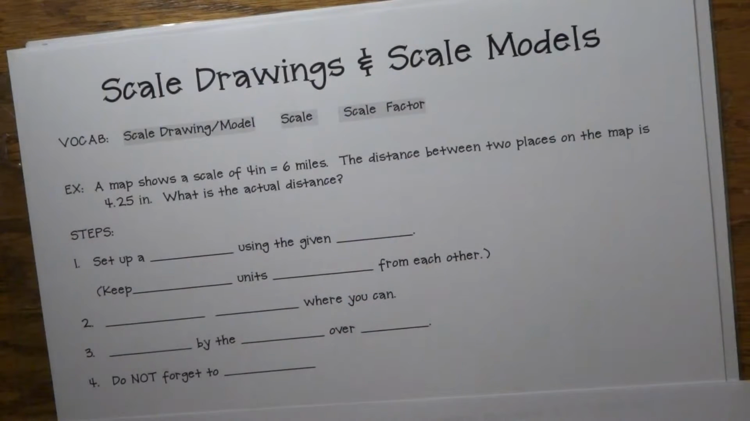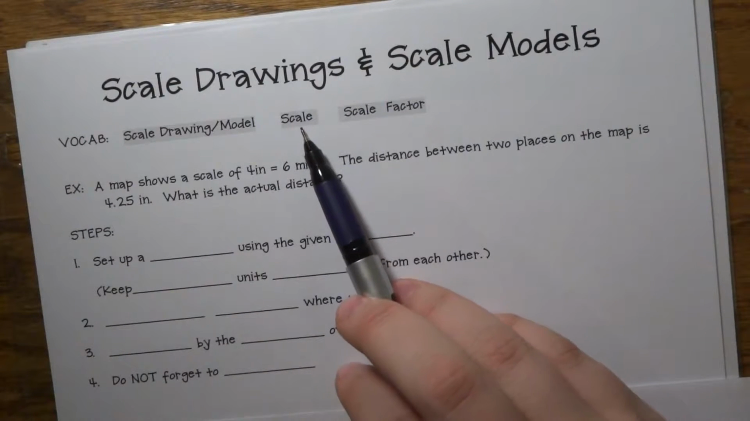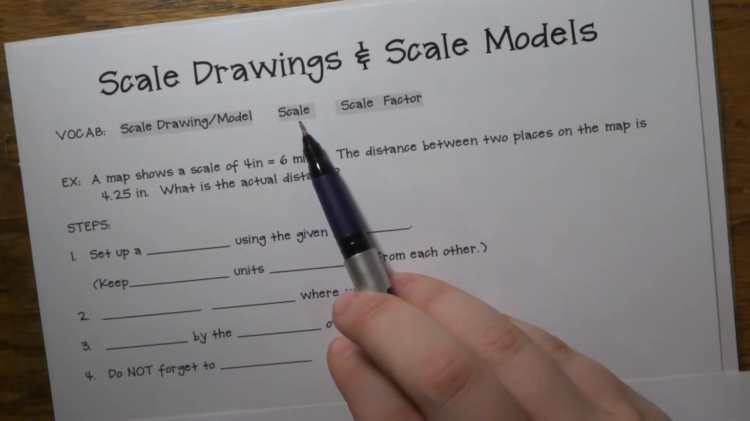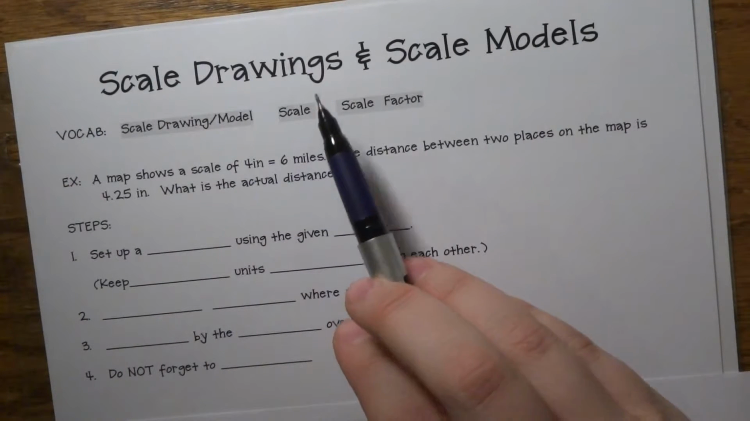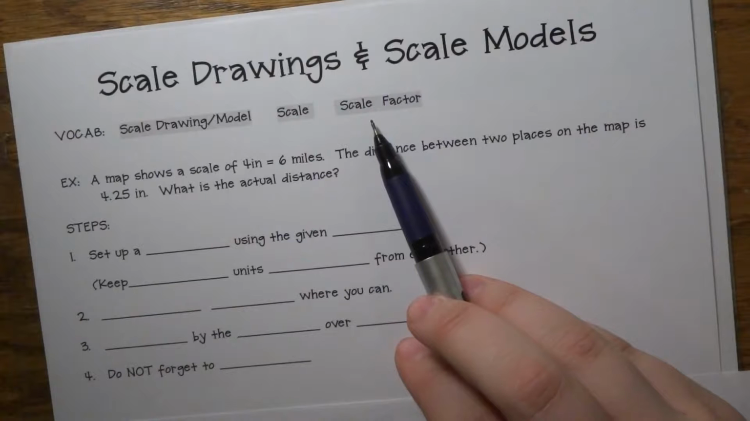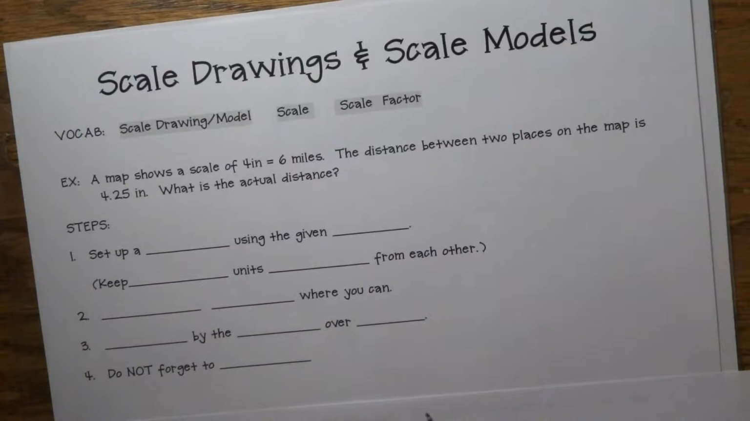A scale drawing or model is used to represent an object that is too large or too small to be drawn the actual size. Now we have scale. Scale is the ratio that compares the measurements of the drawing with the actual object. Finally, scale factor is when a scale is written in the simplest form using the same units. If you forget those words, go back to your vocabulary words and you can look it up.